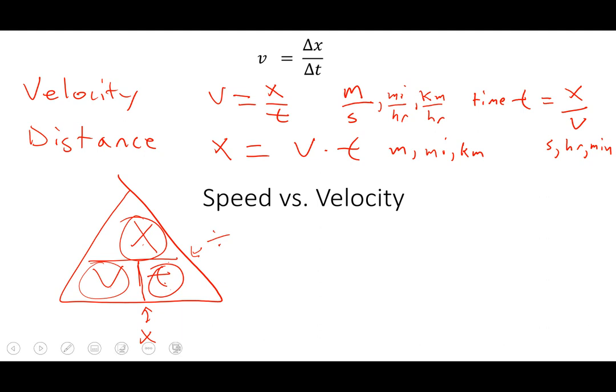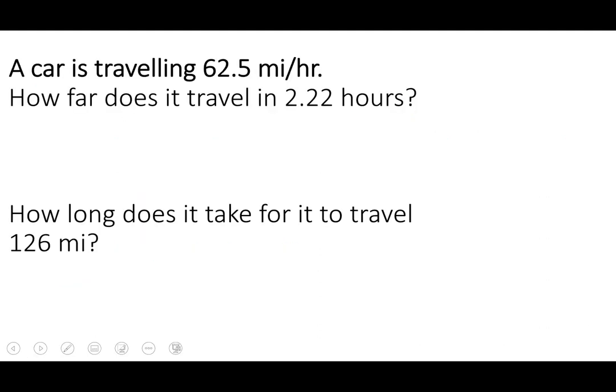Let's go ahead and apply these equations to some practice problems. It says a car is traveling 62.5 miles per hour. How far does it travel in 2.22 hours? Well, the first thing that I do is I notice it's asking how far. How far, that's the equation for distance. So my equation for distance is x equals v times t. And I just plug in.